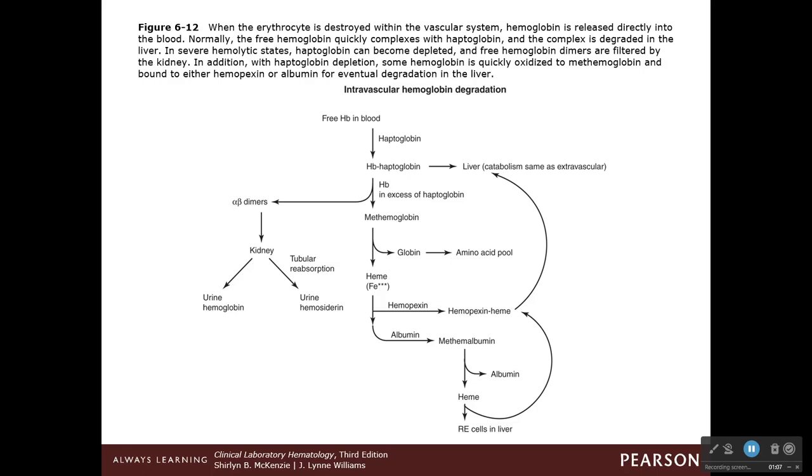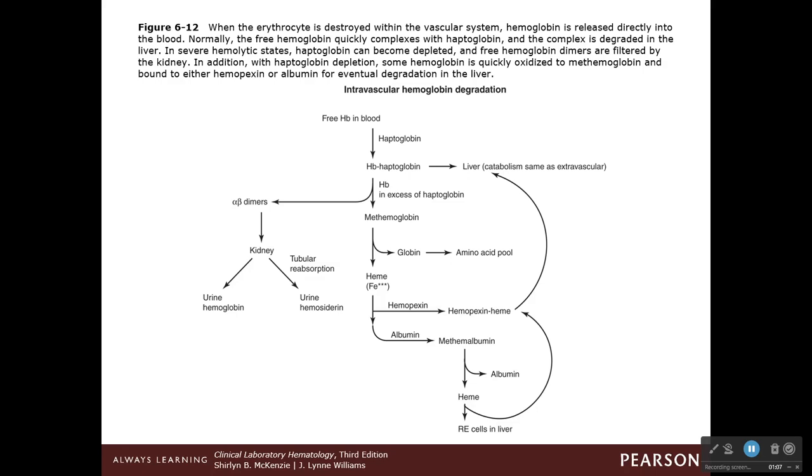Or albumin can bind with it to form met heme. Okay, so up here heme and albumin can form. Then albumin gets broken off. Heme goes to the RE cells. These are reticular endothelial cells of the liver. And then they're broken down. Okay? All right, so go back up here to these dimers, okay?